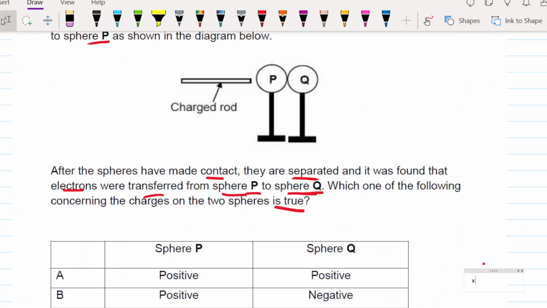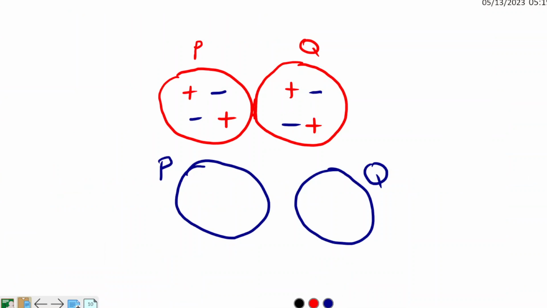Okay, now let us look at this one. So imagine that you have two charges. This is sphere P, this is sphere Q. They are in contact with each other, and they are both neutral, which means they have the same equal number of charges. So if you brought a charged rod near sphere P, let's say it is filled with negative charges, which are electrons.